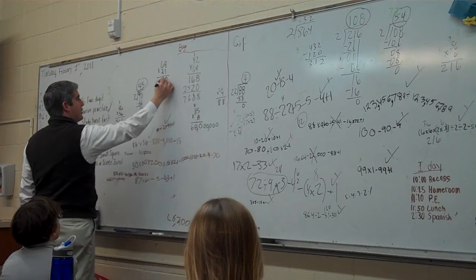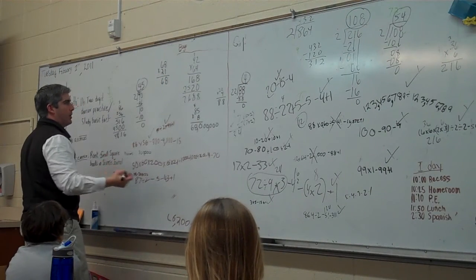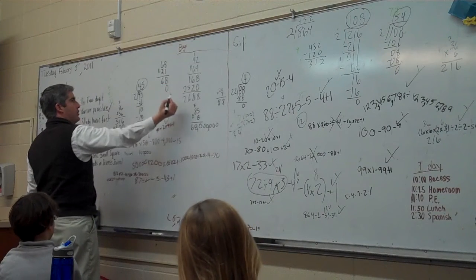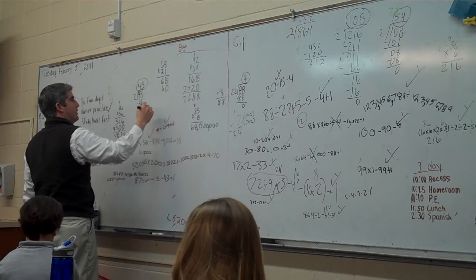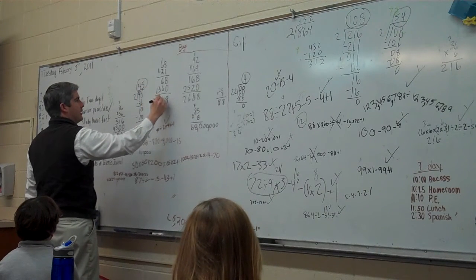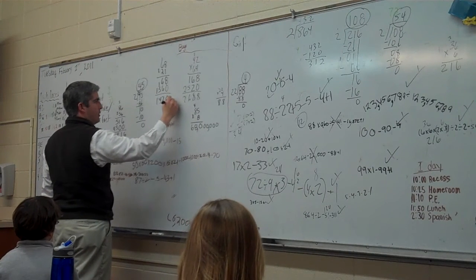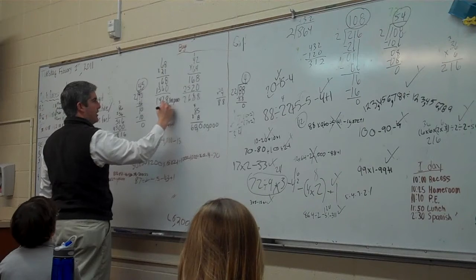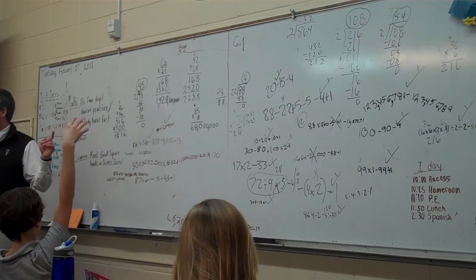1 times 8 equals? 1 times 6 equals? 6. I'm multiplying times 20, so what goes in the ones place? 0. 2 times 8 equals 16. 2 times 6 equals 12, plus 1 is 13. Then I put back my 1, 2, 3, 4, 5, 6 zeros. What is that? Raise your hand if you can tell me what that number is, and you have to say it really loudly. Catherine.